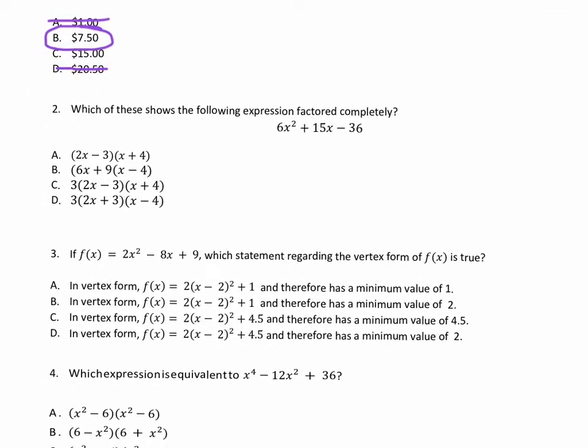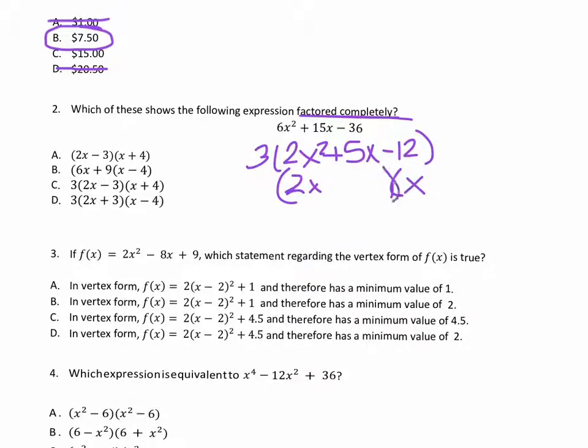Which of these shows the expression completely factored? That's the key right there. I know we have not covered this yet, but the first thing you're going to notice is there is a factor of 3. That leaves me with 2x squared plus 5x minus 12. Then we factor that. My only choices for 2x squared are a 2x and an x. Then I look at the negative 12.